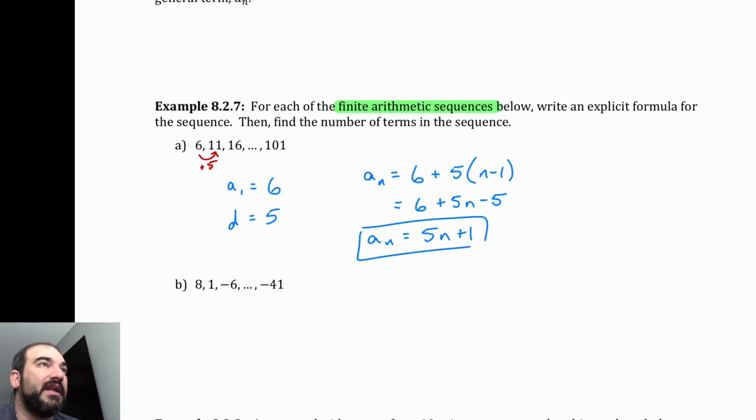Right, and that is a linear formula, which I kind of alluded to last time. Arithmetic sequences, if you're increasing by a specific number every time, that's going to be the slope, and you're going to end up with some kind of linear equation for the explicit formula.